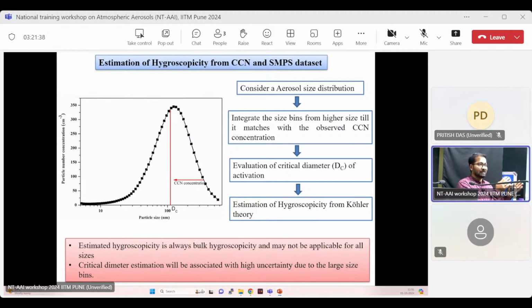But you didn't measure any SMPS within that size range. So you are kind of modulating this Dc, and you are putting more uncertainty in the Dc calculation that way. So the method is kind of robust and crude, but it will eventually give you an appreciable estimation of kappa. Okay.